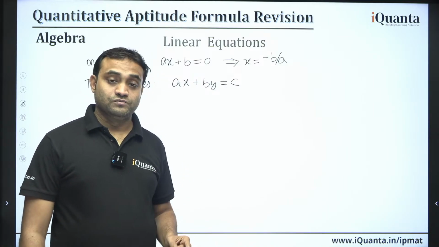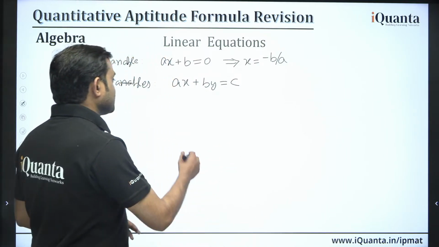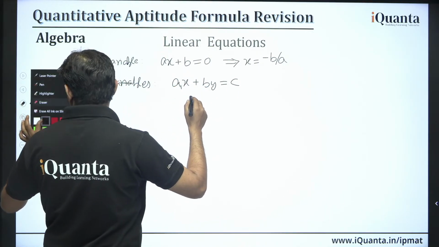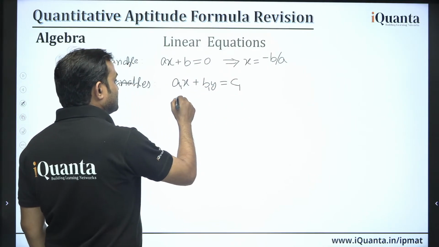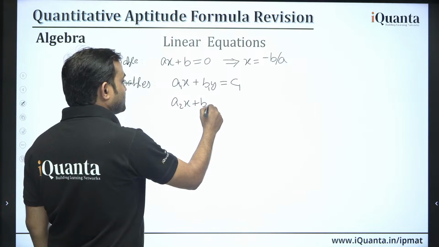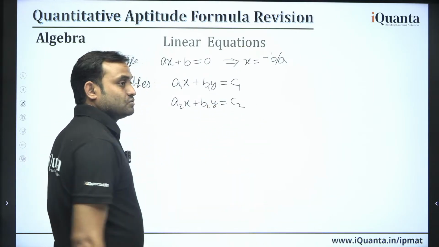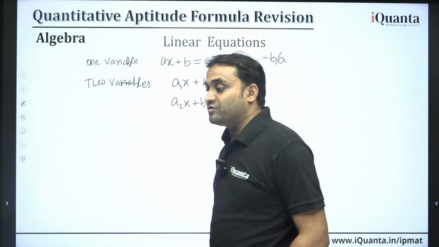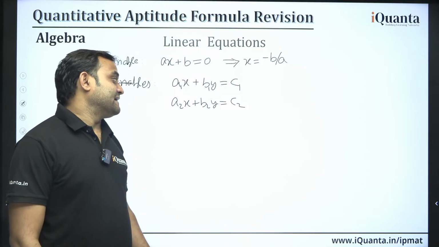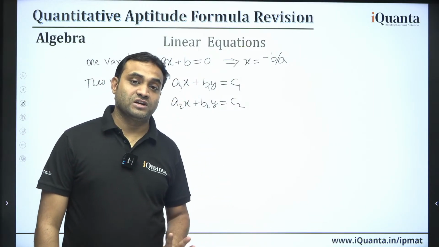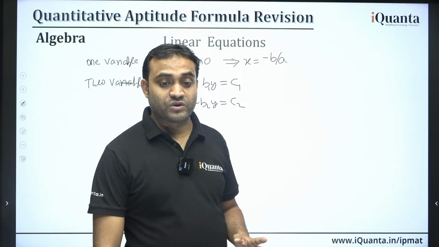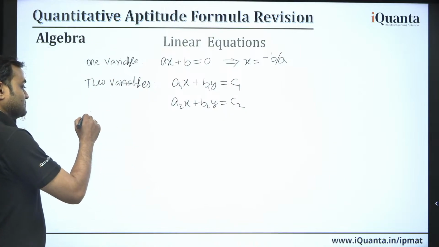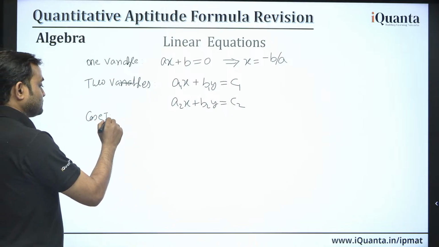But if there are two independent equations given, like a1x plus b1y is equal to c1 and a2x plus b2y is equal to c2, then how do we solve it? One way to solve it is making the coefficient same and then solving the equation, but not always are you going to get a unique solution. There are some conditions that we need to follow.